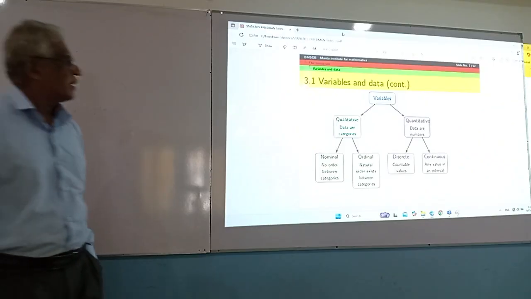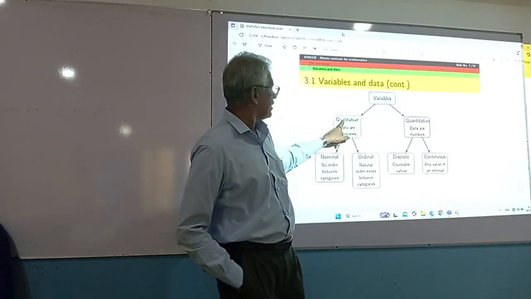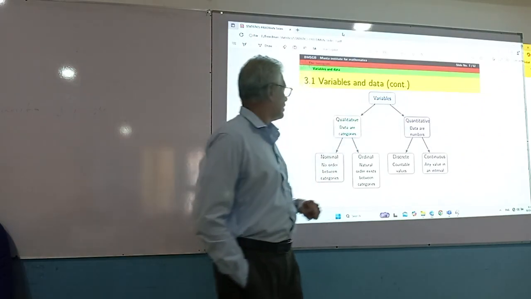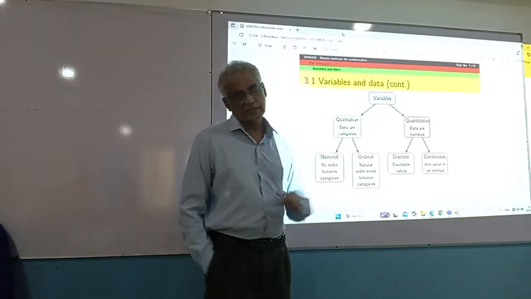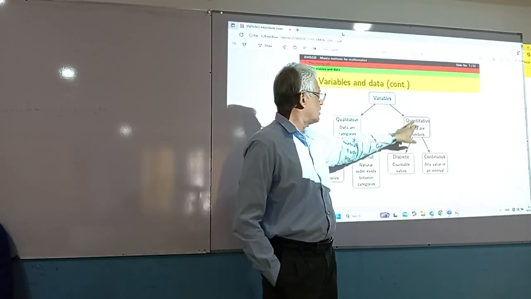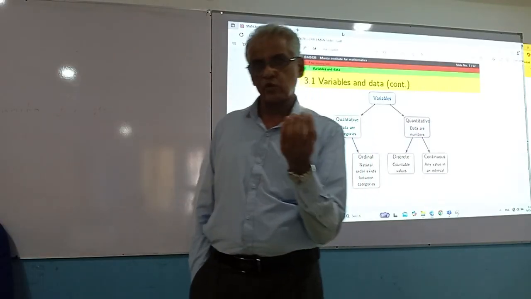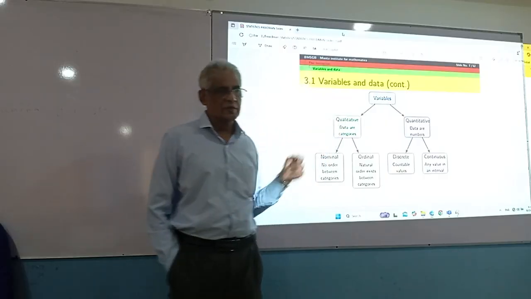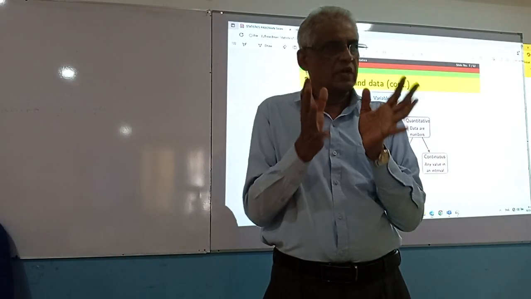Therefore, variables, as I mentioned, can be first divided into two groups: qualitative or quantitative. Qualitative, in their case, the data are categories. A variable is quantitative if the data are numbers. When you say numbers, they have to be real numbers. For example, in the income group, I had groups made up of numbers, but they are not real numbers.